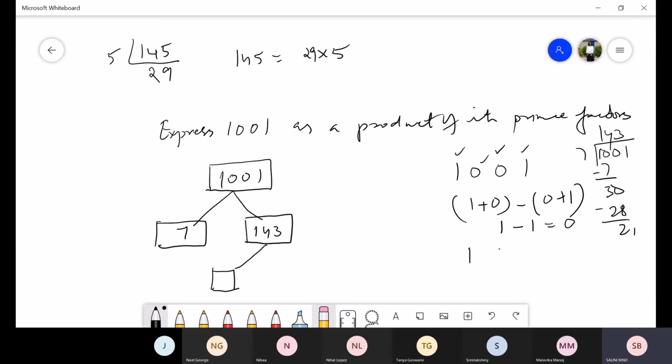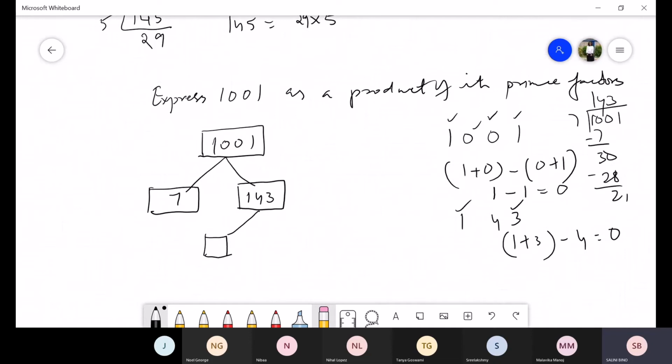See, 143. What is 1 plus 3? 4. 1 plus 3 is 4. 4 minus the second digit, that is 4, we are getting 0. So when you get like this, that means that number is divisible by 11.